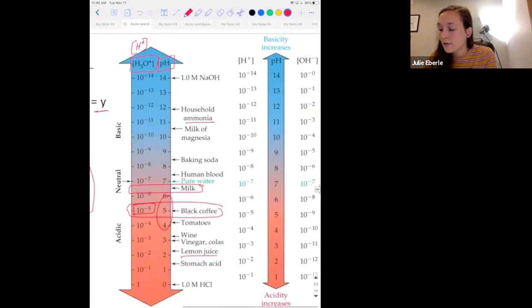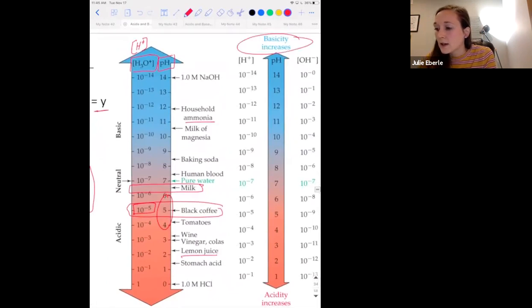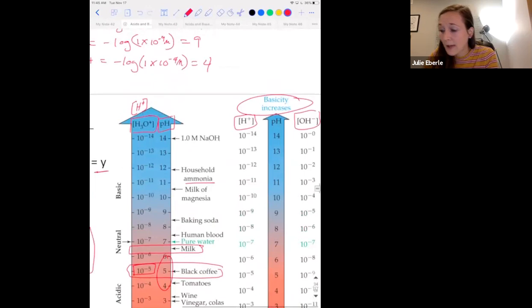This other one on the far right-hand side is just showing you how the concentration of OH minus and H plus relate to one another. They're inversely related. If one increases, the other decreases. Why does that happen? Well, that happens because the multiplication of these two things equals a constant value. KW is a constant. So if one goes up, the other has to go down to keep the constant.